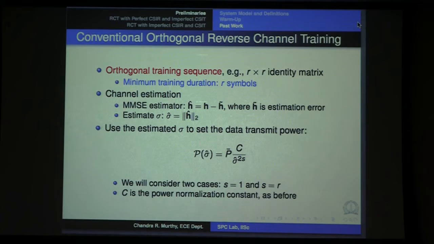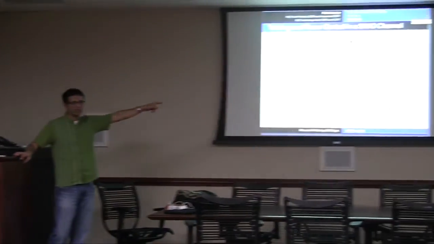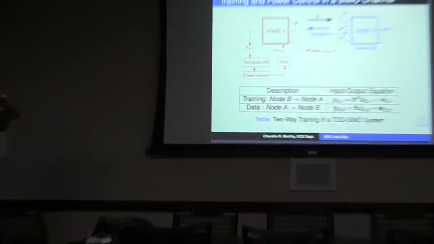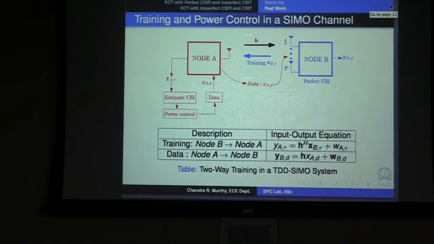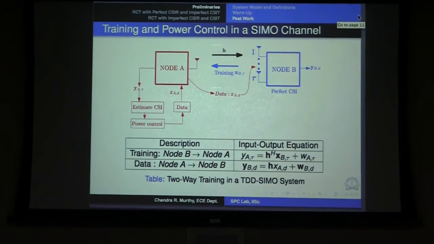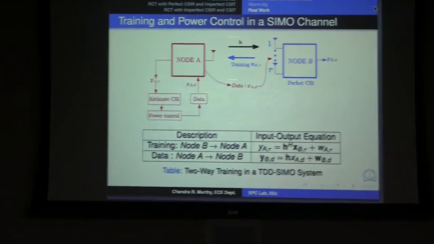Yes, please. I'm sorry, what is R? What is the little R? Yeah. So R here is the number of receive antennas. So we are considering a single input, multiple output system with R antennas at the receiver and 1 antenna at the transmitter. So R here is the number of antennas at node B. So if you want to train in the reverse link, you need to use at least R symbols if you use conventional training. So you send a training signal from the first antenna, second, third, fourth, up to the Rth antenna.